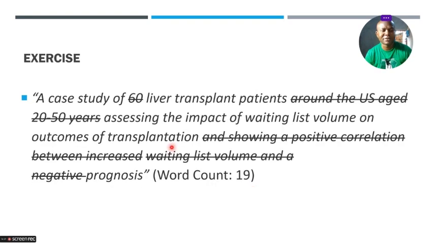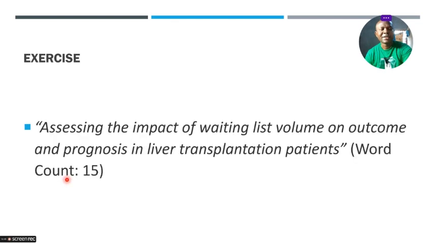Okay, so let's have a further pruning. Now we are removing "around US aged 20 to 50." We are removing "and showing positive correlation between increased waiting list volume and negative." So let's see what we have. This time around, we have like 15 words left. So this looks like a very beautiful way to summarize even the title. So this can be considered a final title at the end of this particular project.